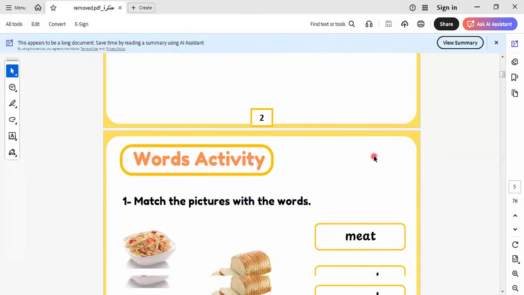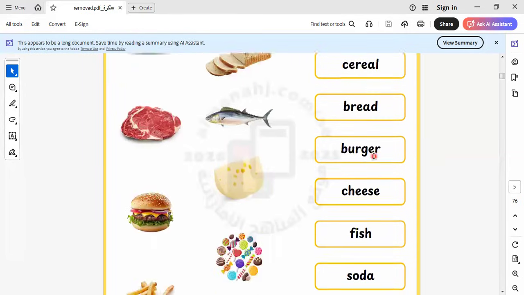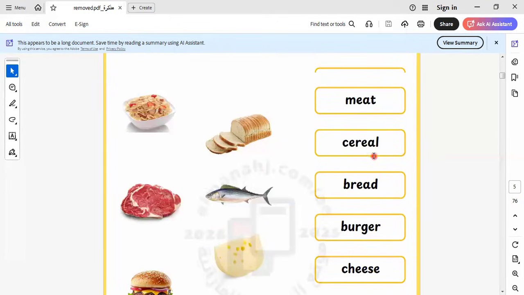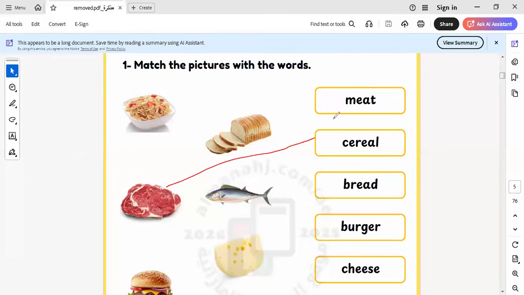Let's go to another item here. Here we have questions and we answer. Here we say meat. Where is meat here? So I select this one by this one. This is meat. Cereal, this one by this one. Bread, this one by this one. Burger, this one by this one. Cheese, this one by this one.